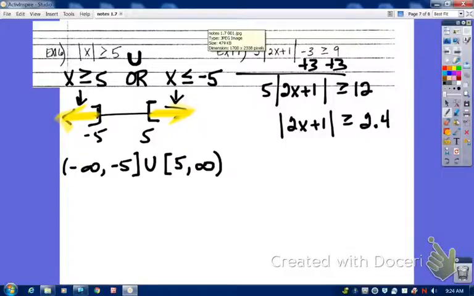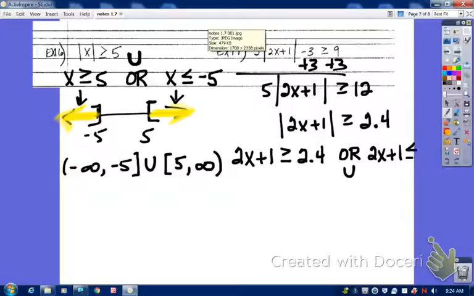All right. Would this be an and or an or? It's an or because it's a greater than sign. So we're going to have two inequalities. Two means compound. 2x plus 1 is greater than or equal to 2.4. This is an or, which is a union. And then we're going to have 2x plus 1 is less than or equal to, flip your inequality sign, and then make 2.4 negative.